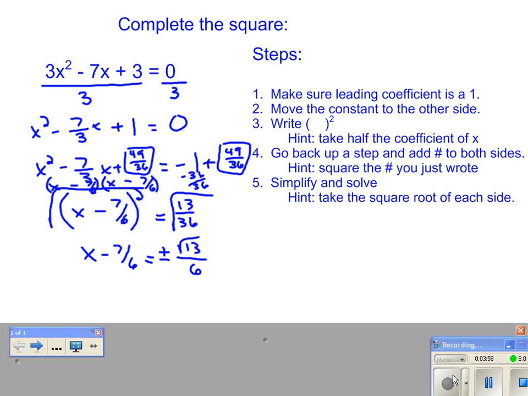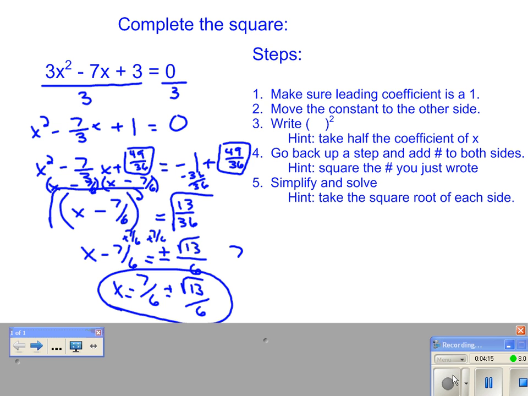And then at the end, you're trying to get x by itself. So you would add 7/6 to both sides. And I'm going to write it in front. It's a positive 7/6 plus or minus the square root of 13 over 6. Those are my two answers. 7/6 plus the square root of 13 over 6 and 7/6 minus the square root of 13 over 6. If you want to write them separately, you can, but we as mathematicians normally just write it together. 7/6 plus and minus the square root of 13/6.